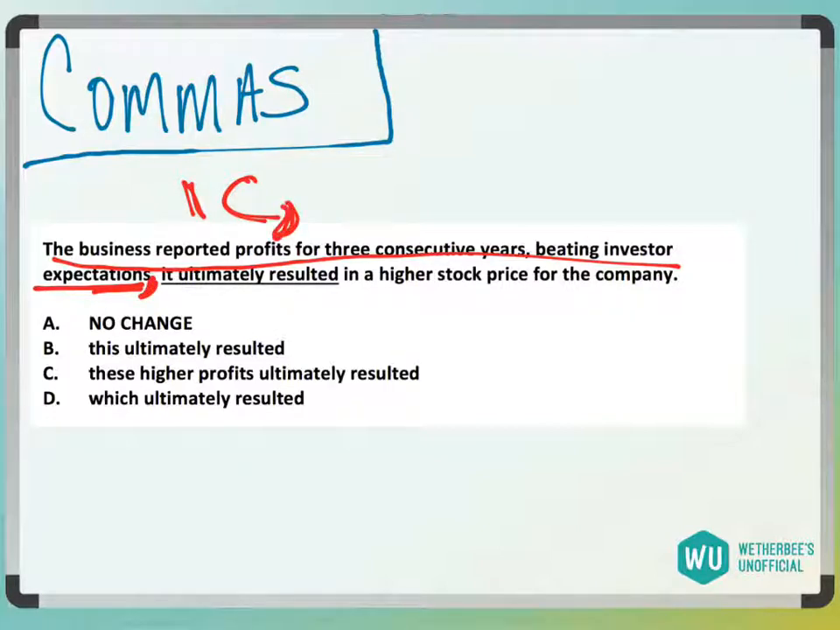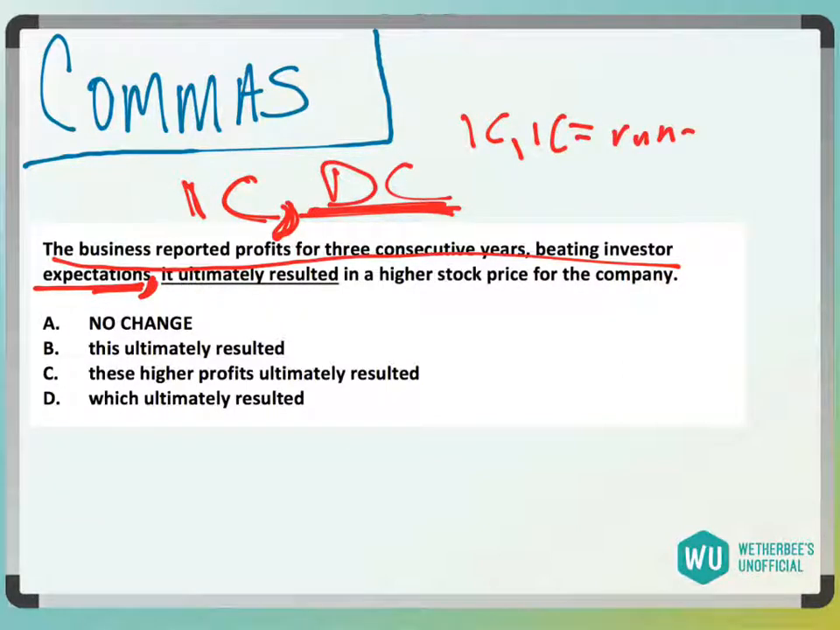So if we already have an independent clause here, we have to make this dependent, right? Because if we do this, it is a run-on, right? So if you picked answer choices like A, B, or C, these would make new independent clauses. Like, it ultimately resulted in a higher stock price. This ultimately resulted in a higher stock price. These higher profits ultimately resulted in a higher stock price. But the only one that is going to make this dependent would be answer choice D.